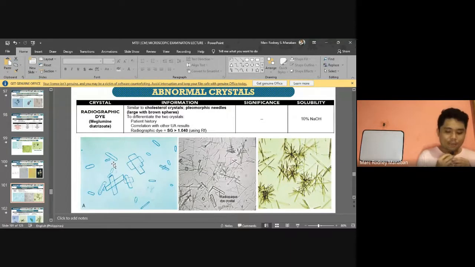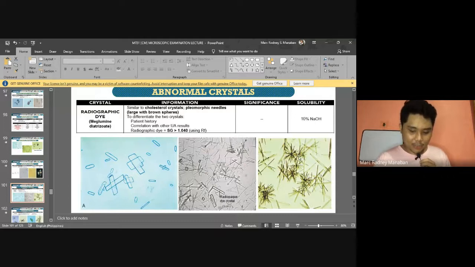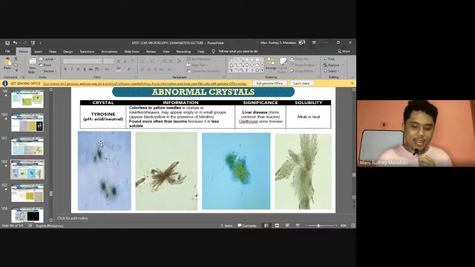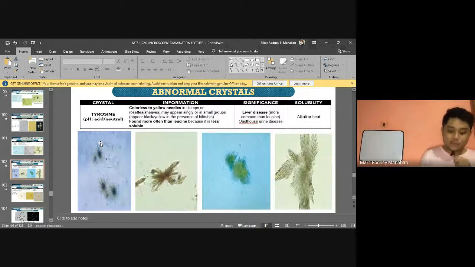Okay? Alright. So, 10% NaOH for solubility. As you can see, it can also be soluble. But these are also rectangular plates, which can be mistaken for cholesterol. Alright. Okay. Next, of course, we go now to the different liver disorder crystals.